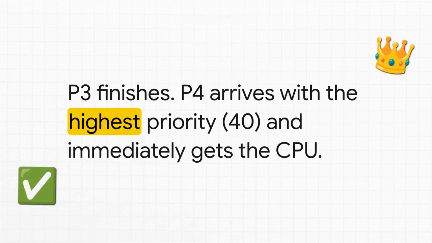All right, so P3 needs 2 seconds of burst time. It starts at time 2, so it runs all the way to time 4. And it's done. But at that exact same moment, at time 4, P4 arrives. And check out its priority. It's 40. That's the highest one yet. So, you guessed it, the scheduler immediately hands the CPU over to P4.